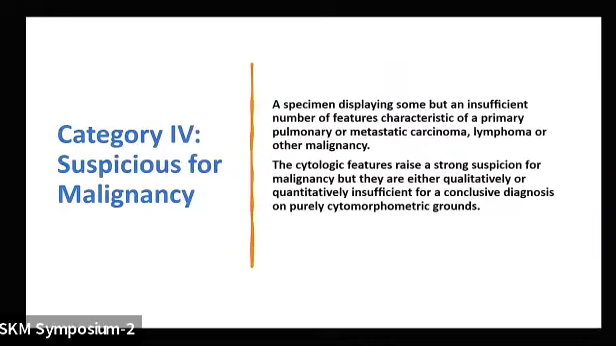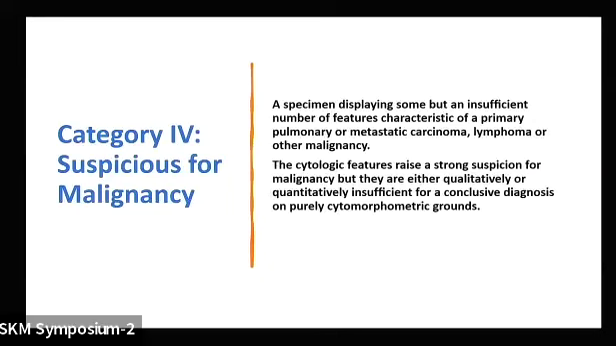Suspicious for malignancy is a category to be used when we have truly malignant cells which are identifiable, but we don't have a qualitative or quantitative comfort that can be attained on the sample that we are observing.